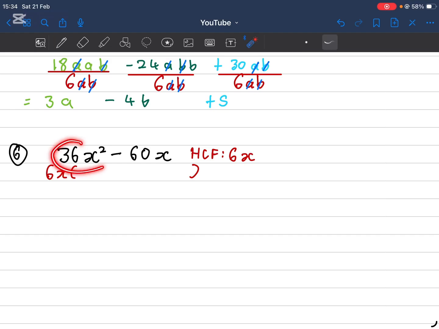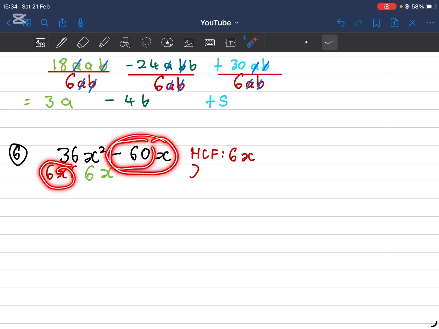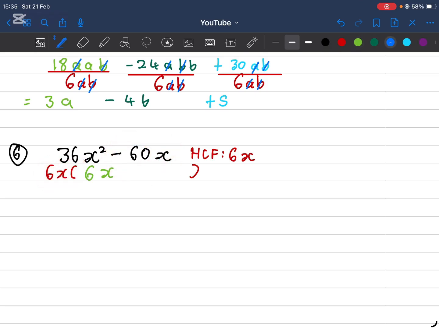Then 36x squared divided by 6x. So 36 divided by 6 will give you 6. And x squared divided by x, well, we'll cancel one x. And that'll leave us with 6x. Then we've got negative 60x divided by 6x. Negative 60 divided by 6 will give you negative 10. And x divided by x will cancel. So it's going to be 6x minus 10.